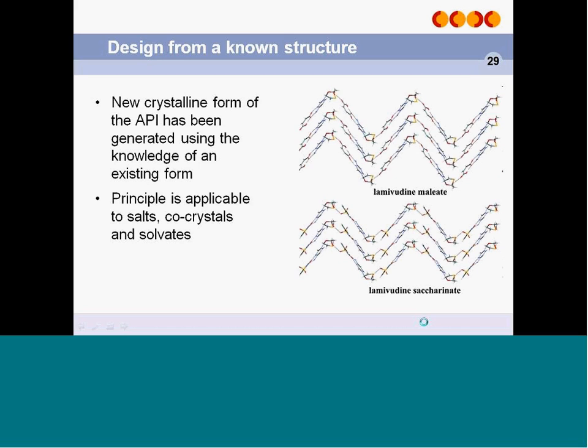And again, as I said before, this principle is applicable to not just salts, but also co-crystals and solvates. So even if you have a solvate form of an API that you know you're never going to use for development, you can still use that information that's in the structure to find new forms.